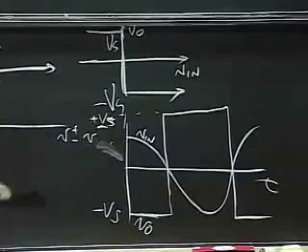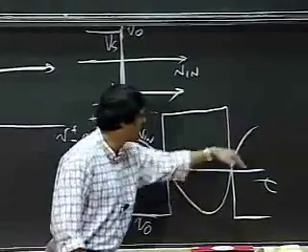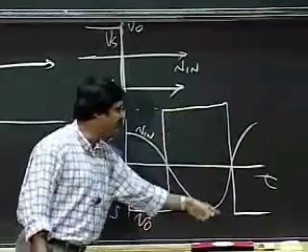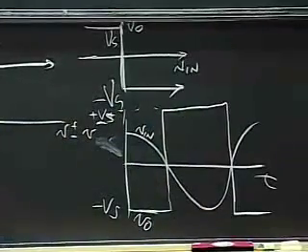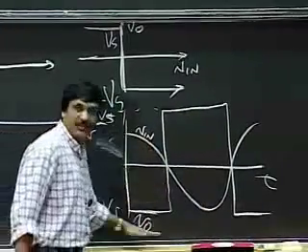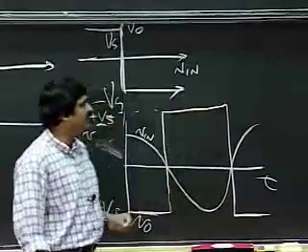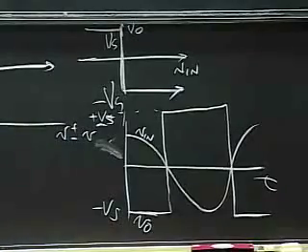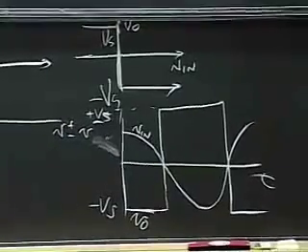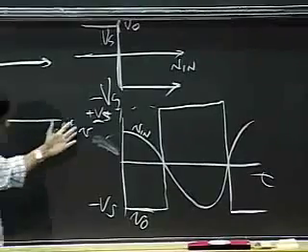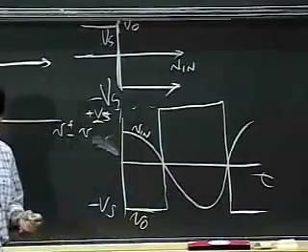That's plus Vs. Okay? So this is my input V in. Then this guy is going to be my output. Okay, so as V in is positive, output slams to the negative rail. When V in becomes negative, the output slams to the positive rail. So that's quite nice. And such a circuit is pretty useful to me.